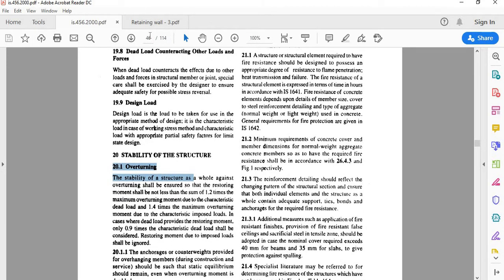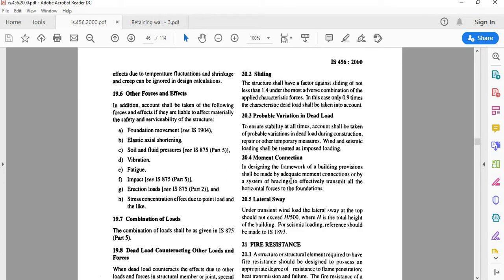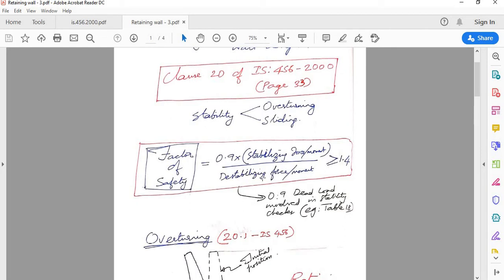Here basically it's giving you a factor of safety. For stability checks for both overturning as well as sliding, there is a special factor of safety that is specified by the code. It's 1.4. So the net factor of safety for overturning and sliding should be 1.4, and for carrying out the stability check, you have to take only 0.9 times the stabilizing force or moment.